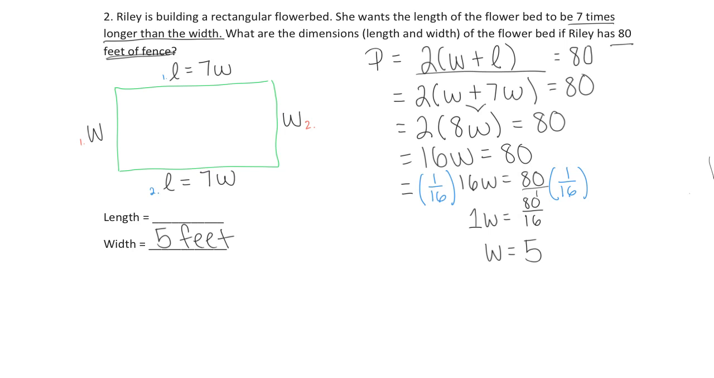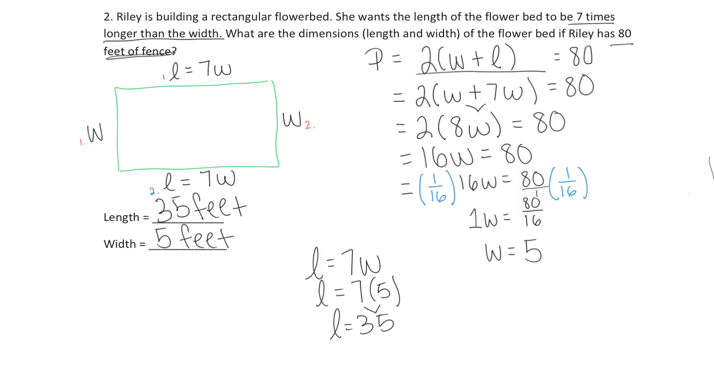Now let's solve for the length. We know that the length is going to be 7 times the width. So we have L equals 7W. Now we're going to substitute 5 in for W. So now I have L equals 7 times 5. 7 times 5 is going to give us 35. So now I know that the length is 35 feet.